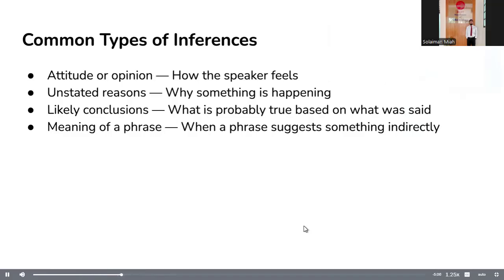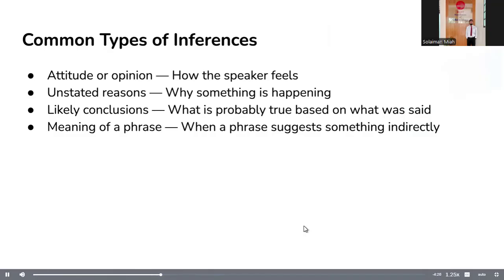There are a few common types of inferences on the test. For one, you might need to understand a speaker's attitude or opinion, even if they never say it directly. For example, they might say, "I don't know, that sounds challenging." And you can infer that they are nervous, even if they didn't say, "I'm nervous," in exact words. Similarly, you may need to identify an unstated reason for something the speaker describes, or recognize a conclusion that is probably true based on the recording. Sometimes the question focuses on a phrase that suggests something indirectly, and you have to explain what that phrase really means in context.